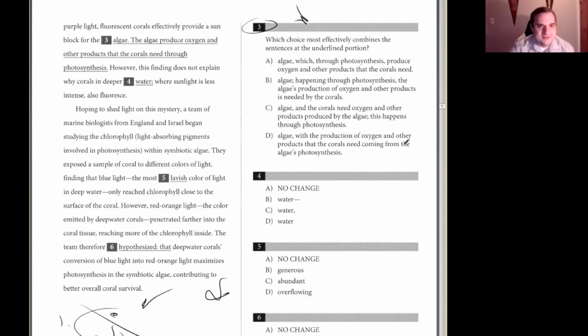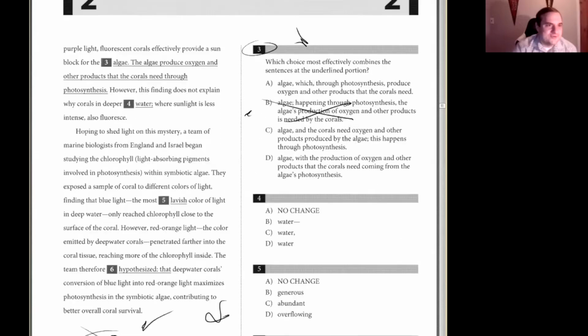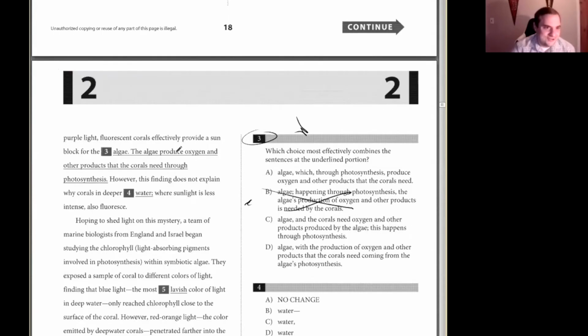All right, now let's take a look. All right, so I'm looking at B. Algae, semicolon, happening through photosynthesis. The algae's production of oxygen and other products is needed by coral. Nope, semicolon. So actually, let me just reread the sentences. I realized I didn't read the original version.